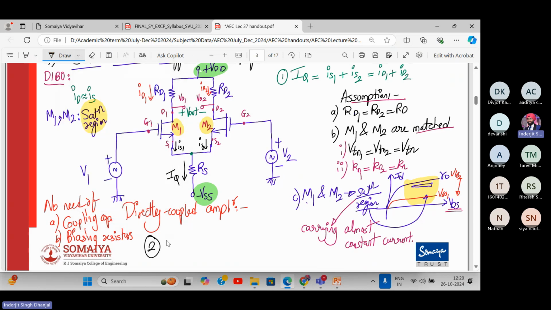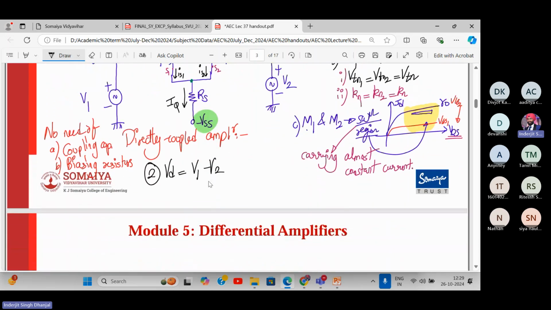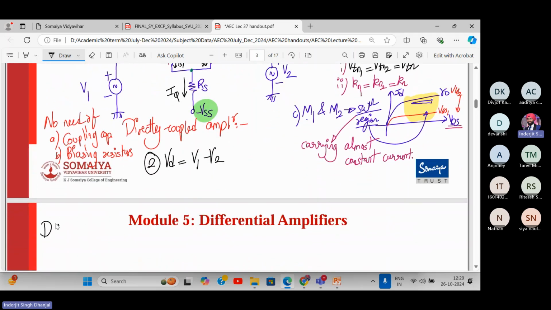Now, tell me what is my differential input for this amplifier configuration? What is the differential input, VD or VID in this case? Is it V1 minus V2? Yes or no? Agree or no? Now our derivation for DC transfer characteristics will start. So the derivation starts from here.